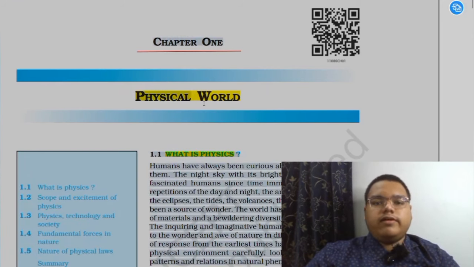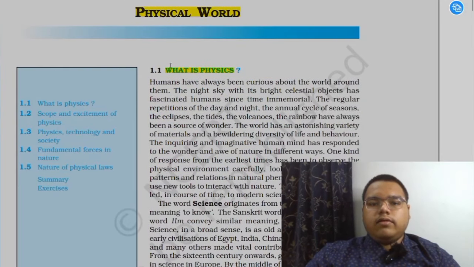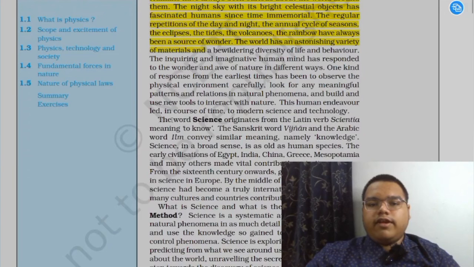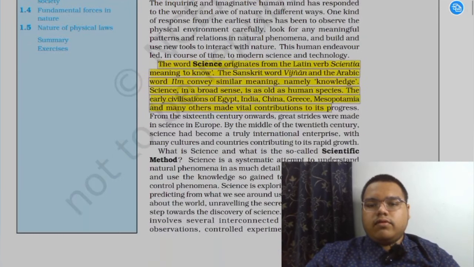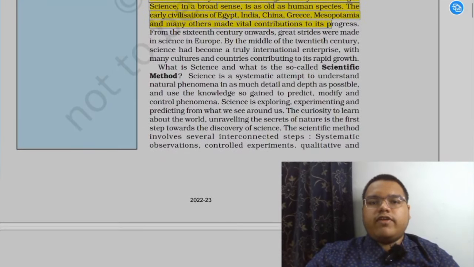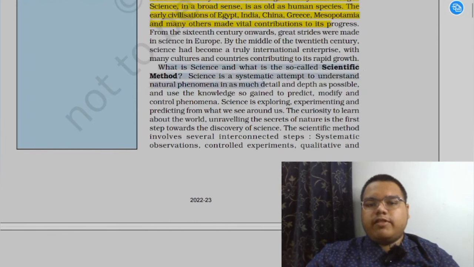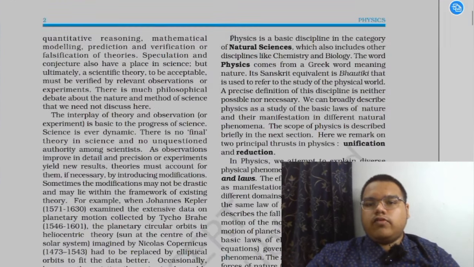This is the physical world, and here it is given what is physics and what is science. You know all this already, as you have taken science in class 11 and 12. And what is the scientific method? Science is a systematic approach. You all know this very well. So what is physics? Here it is given.